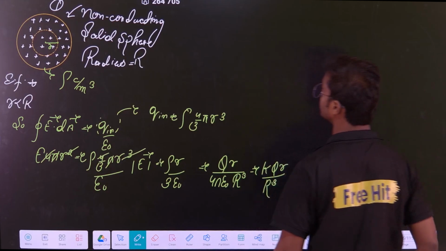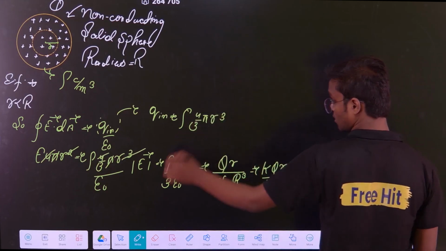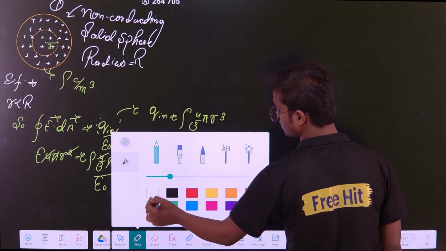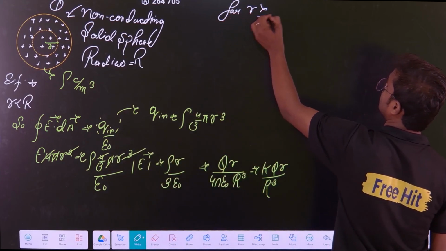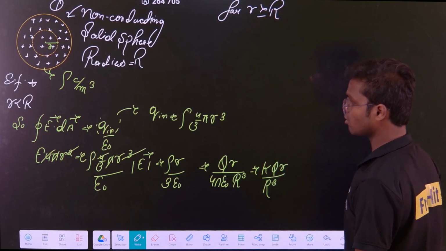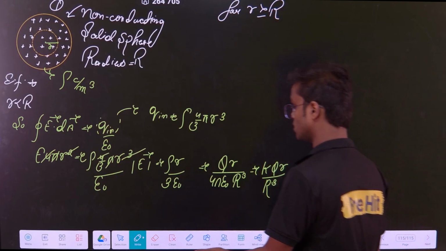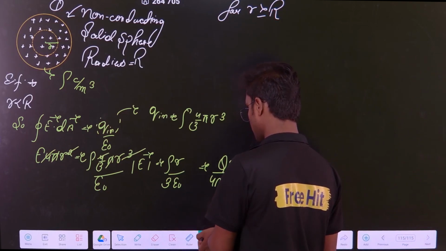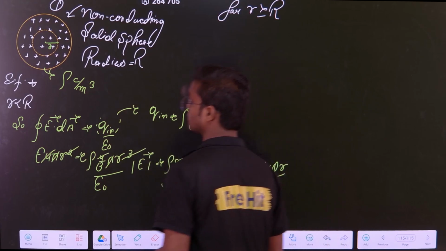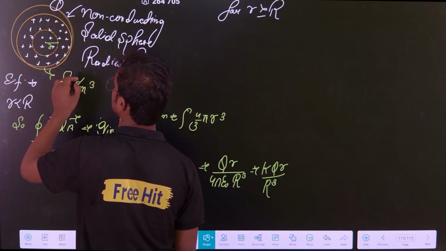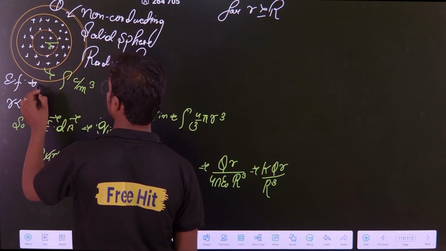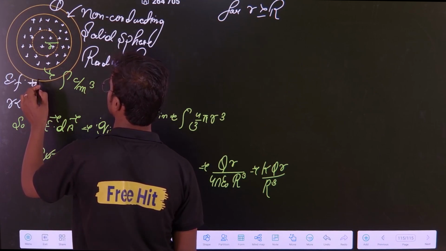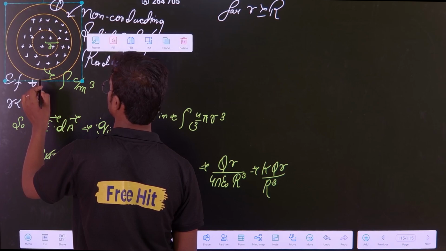Okay. Let me talk about another case. What is the other case? Now for R greater than or equal to capital R. If we are talking about an outside point, we have to take another Gaussian surface which is present outside. So let us take one more Gaussian surface outside. Okay. Suppose this is the Gaussian surface.